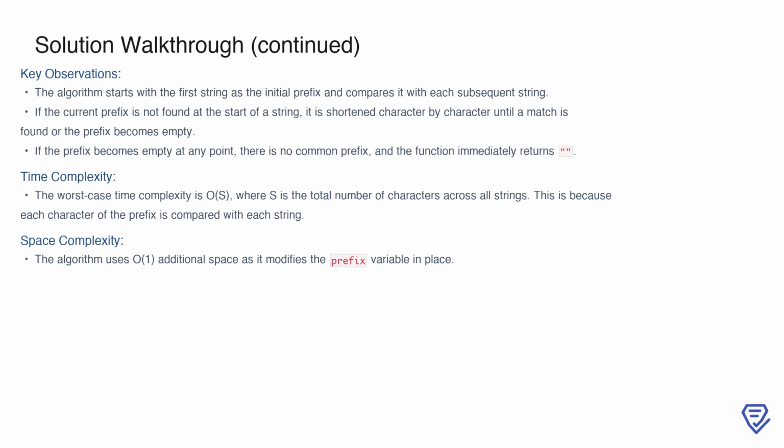an empty string. The time complexity of this algorithm is O(s), where s is the total number of characters across all strings, as each character in the prefix is compared with each string. The space complexity is O(1), as no additional space is used apart from modifying the prefix variable in place.